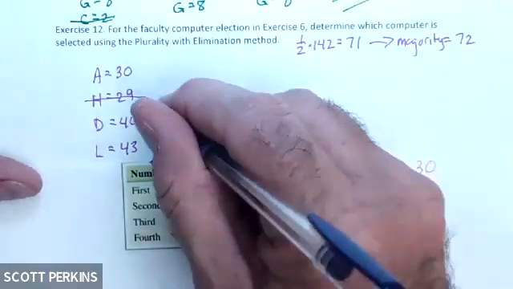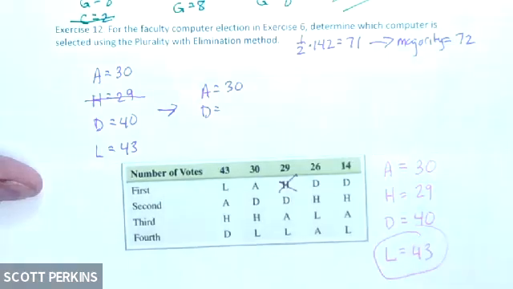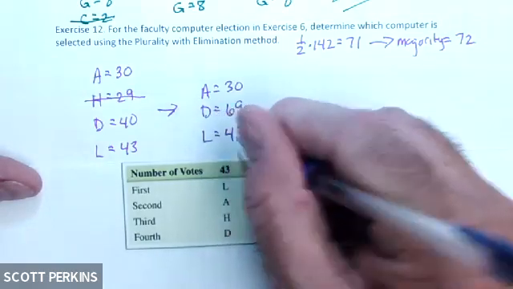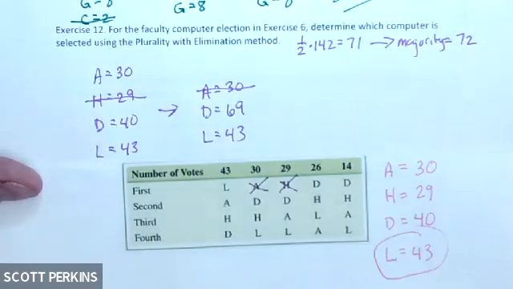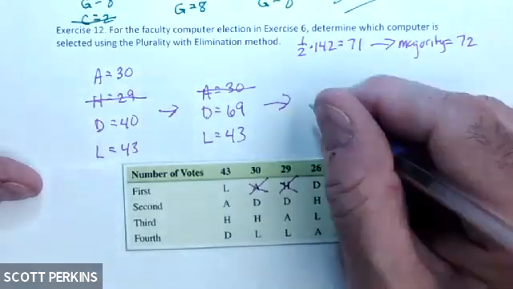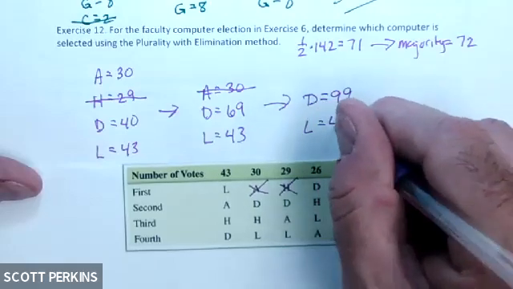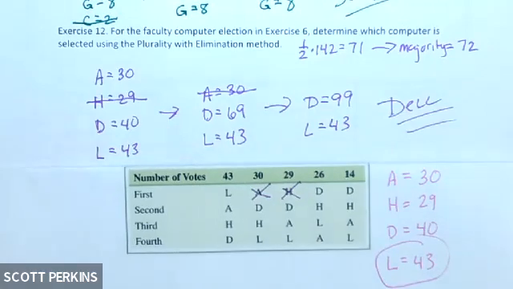So I'm going to redo the totals. Apple stays at 30. Dell now goes to 69, 40 plus that 29 that we just had. And then Lenovo is 43. Still don't have a majority, so now I'm getting rid of the Apples. And so Apple, I cross those out, and those 30 votes are going to go to Dell. So we see who's going to win this. Dell's going to end up with 99 votes. Lenovo is going to stay at 43. And so Dell is going to be the faculty's new computer.